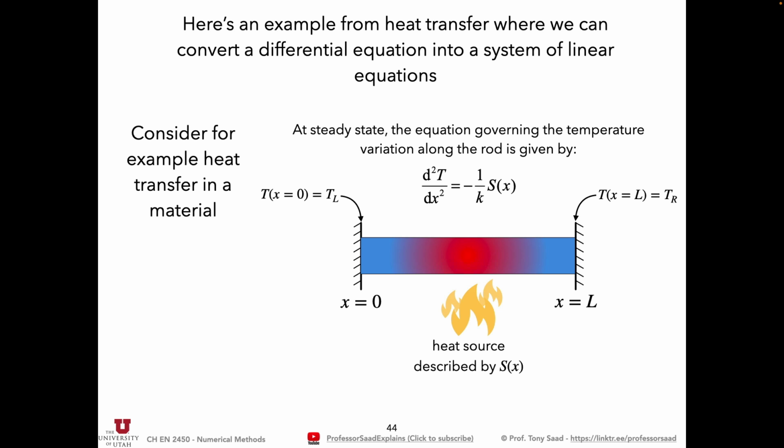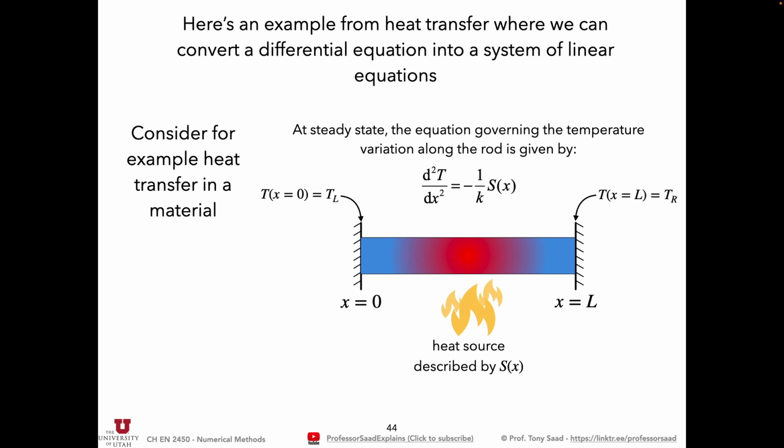Fourier's law. That's what it's called. You'll learn this, don't worry. You don't even have to deal with this equation in this class. But I'm going to show you how we can take this equation and tie it into linear systems of equations, okay? Okay, so typically at steady state, like I said, the equation governing the temperature variation is given by this equation. We are after T.